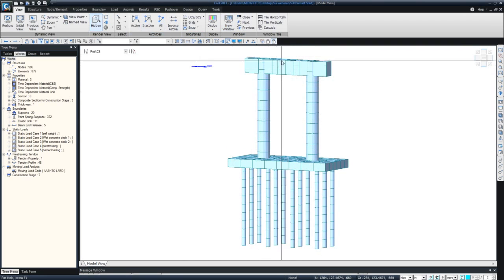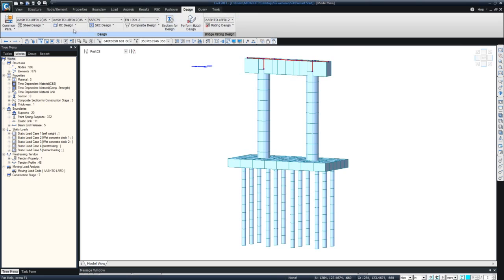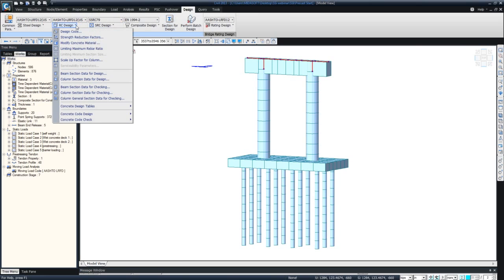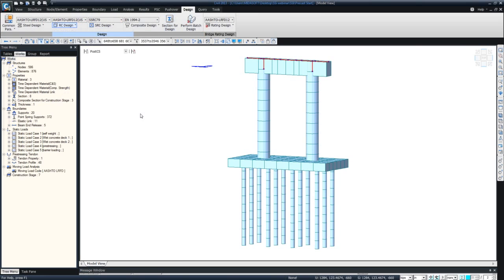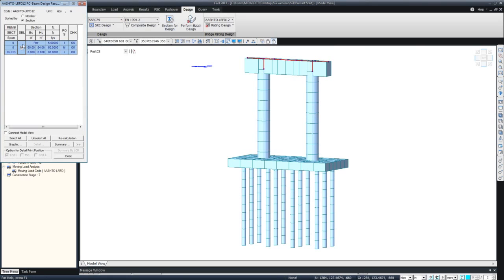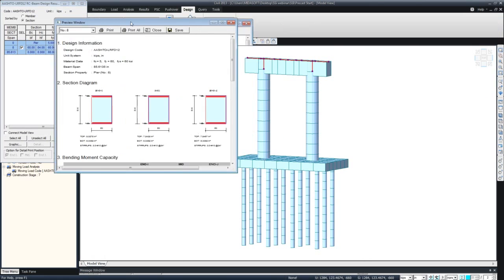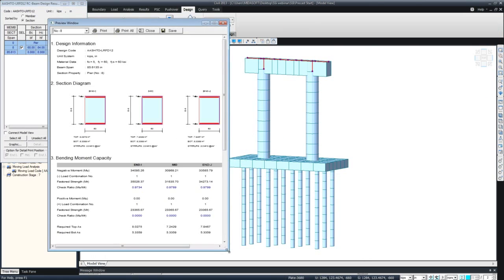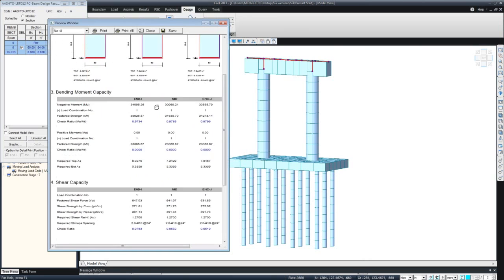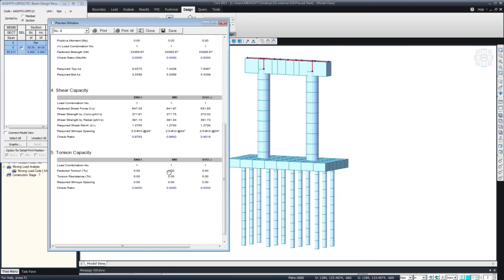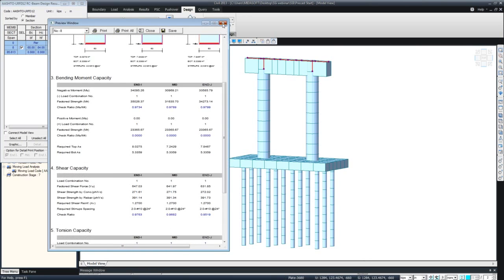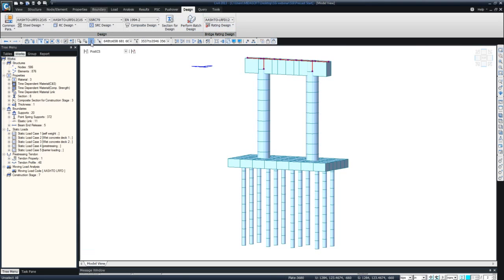So if you want to design, let's say, the pier cap, I'll select the elements of the pier cap, and then I'll go to Design, AASHTO LRFD 2012 design. I'll go to Reinforced Concrete Design, then Concrete Code Design, Beam Design, and here you can see it shows me the design. You can also obtain a graphical report showing what reinforcement is required and the different checks, and this way you can check the capacity of the pier cap.